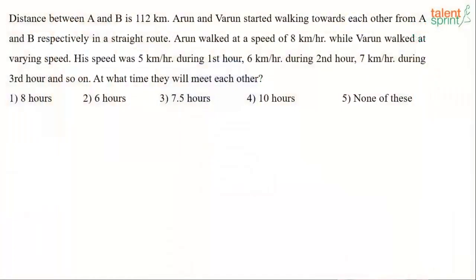Okay, the next question here. This is from time and distance. It says distance between A and B is 112 kilometers. Arun and Varun started walking towards each other from A and B respectively in a straight route. Arun walked at 8 kilometers per hour while Varun walked at varying speed. His speed was 5 kilometers per hour during first hour, 6 during second hour, 7 during third hour and so on. At what time will they meet each other?